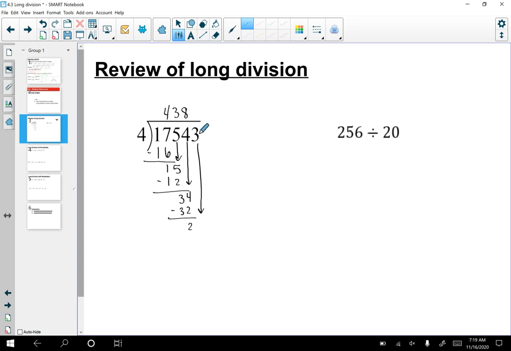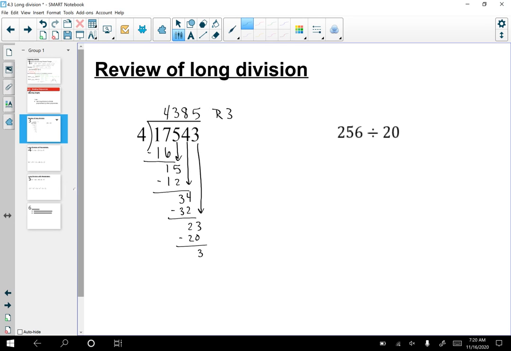How many times does 4 go into 23? Well, 5 times. 5 times 4 is 20. I subtract. I get 3. Now I have nothing left to bring down, and 4 does not go into 3. So 3 is my remainder. So you may remember writing it like this.